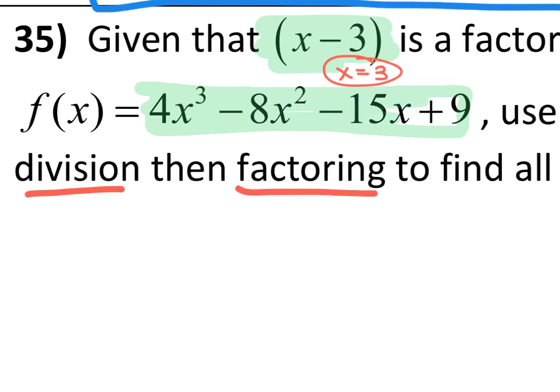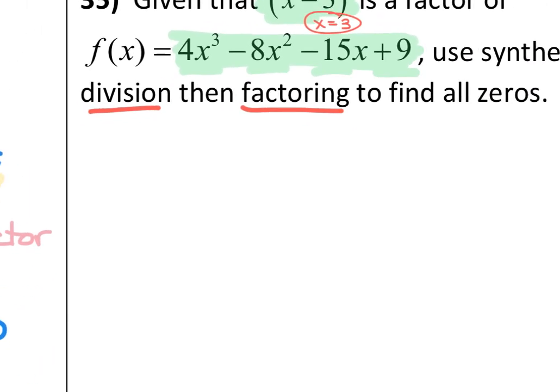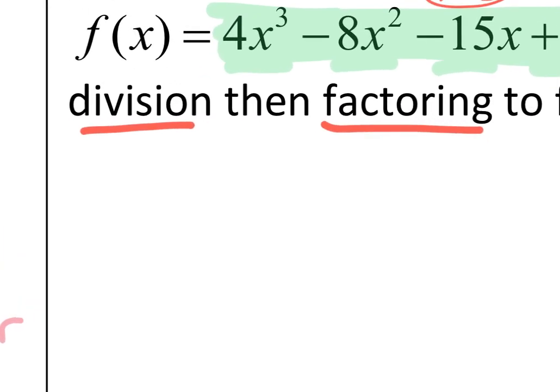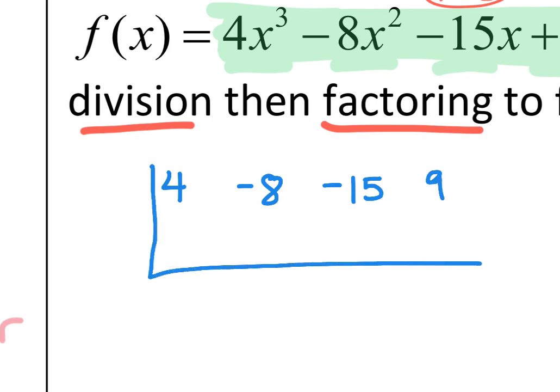It's a third degree polynomial, and I see x cubed, x squared, x, and a term without an x. Therefore, I know that I won't have any 0 placeholders. So my division will look like this. I've got 4, negative 8, negative 15, and positive 9. And I'm dividing by positive 3.